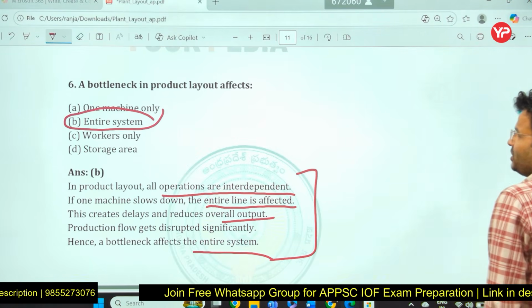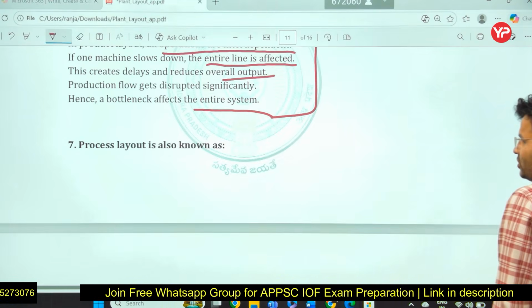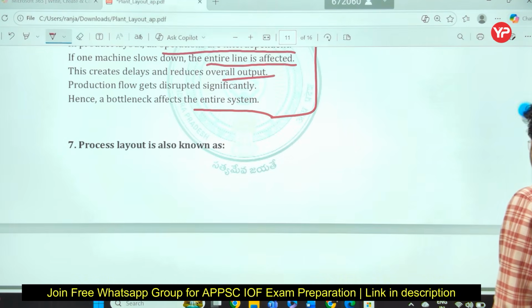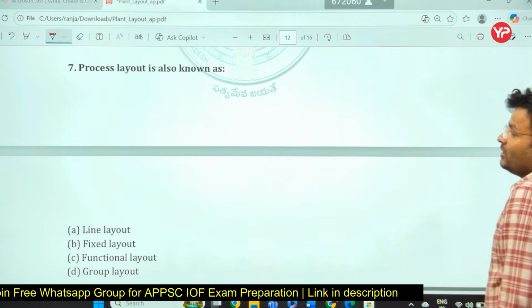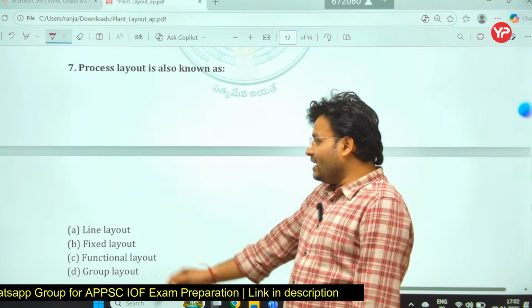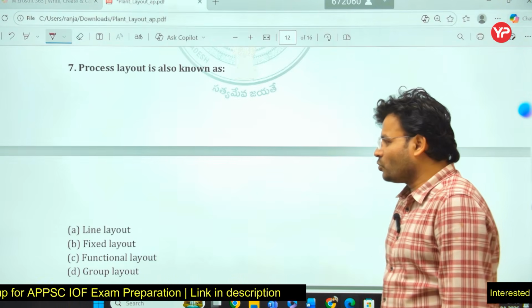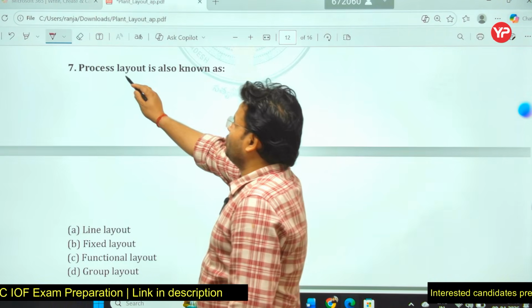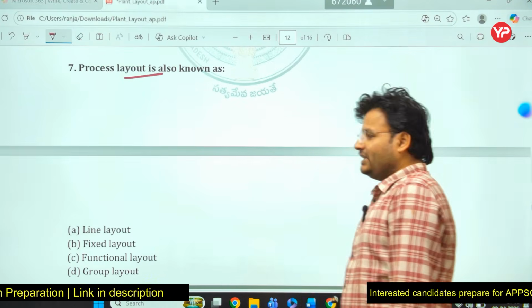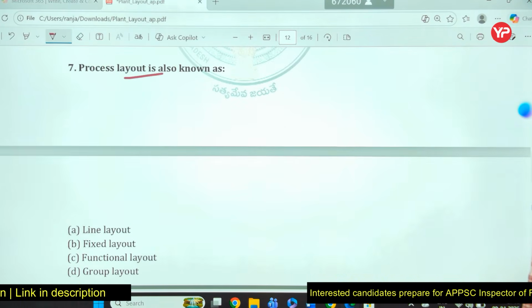Okay, question number 6 you have done. Question number 7 on your screen: process layout is also known as, answer that question. Process layout, line layout, fixed layout, functional layout, or group layout. So process layout is known as? Yes, Chennai, functional layout.